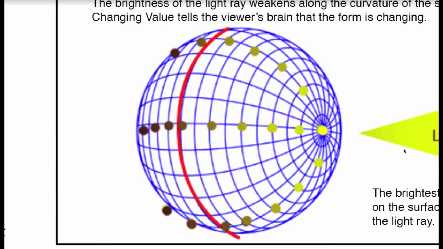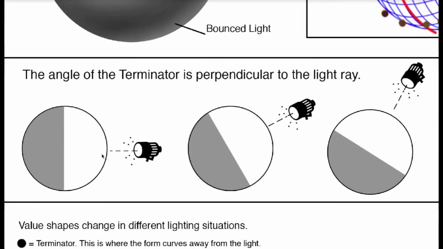What angle is it at? Well, if the light ray is coming this direction, your terminator is always going to be perpendicular to it. If our light source here is flat, then our terminator will be straight up and down. If we move our light source up and to the right a little bit, our terminator will still be perpendicular to it, but it'll be slanted somewhat. If we go even higher, it'll still stay perpendicular.